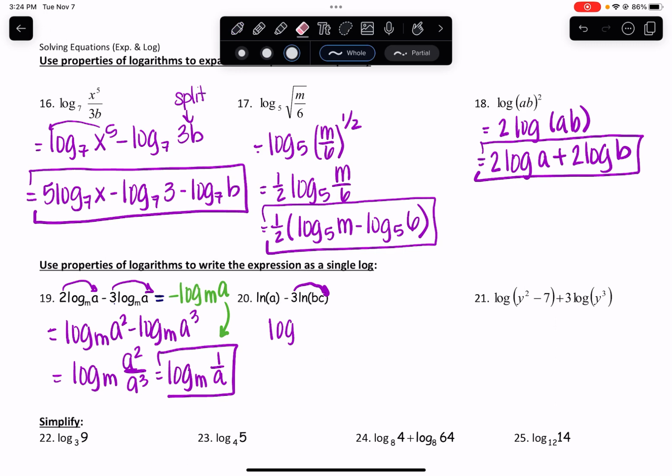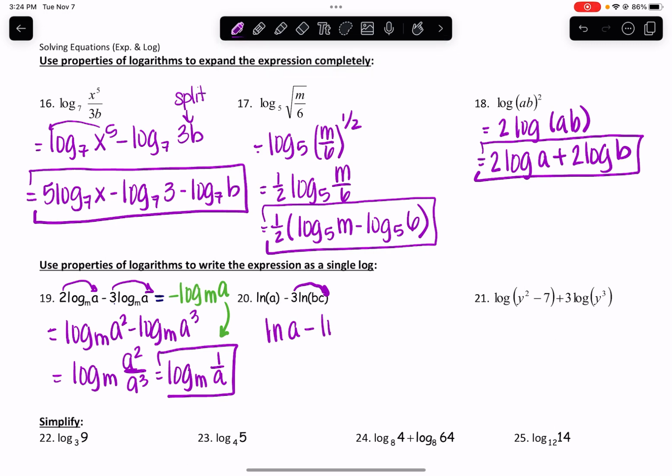Oops, it's not a log on this one. It's a natural log. ln of A minus ln of B times C cubed. And now we just have to do the divide. Ln of A divided by BC to the third. You do not need to distribute that cubed. I know a lot of you on your quiz did, and it's fine, but you just don't have to.